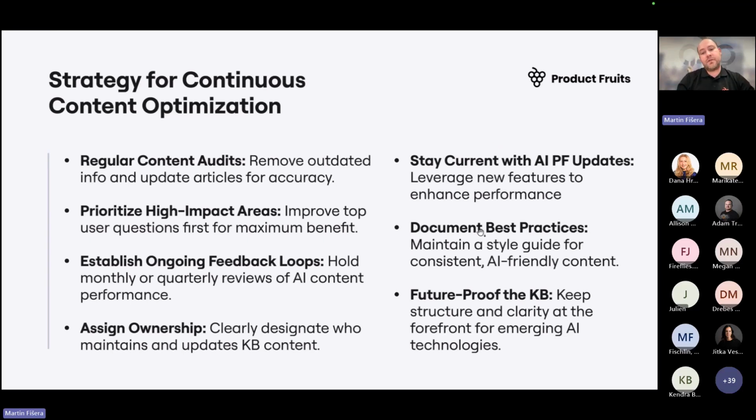Document best practices. That's always good. Like a style guide, basically a two-pager I'll send you. You can use it in your internal teams to propagate best practices. It's always good, especially if you have large teams. And future-proof the knowledge base. Keep clarity at the forefront with emerging technologies. For the AI, once you keep it in line, it will bring you a lot of benefits in the future.